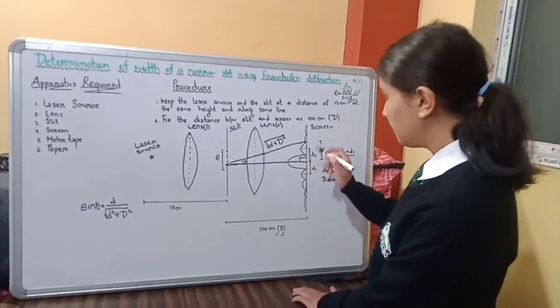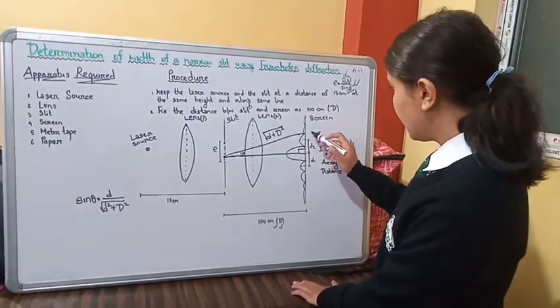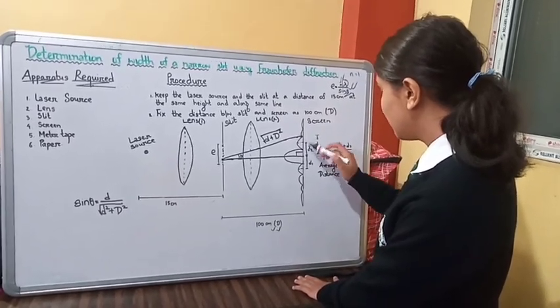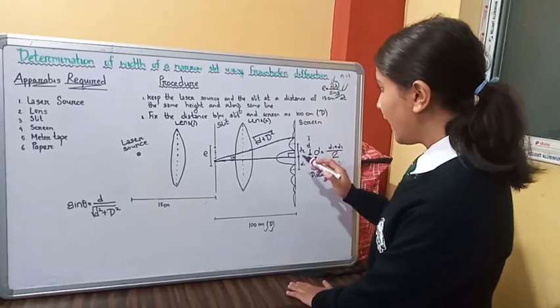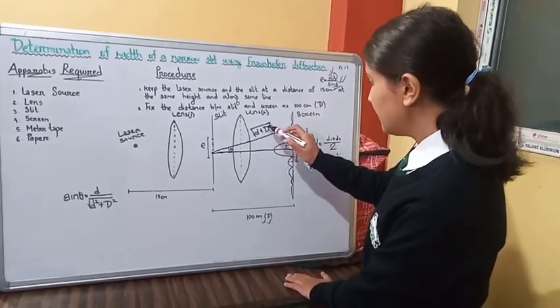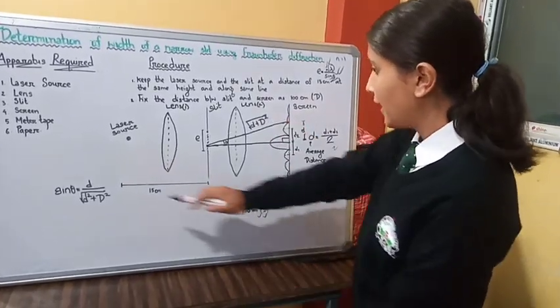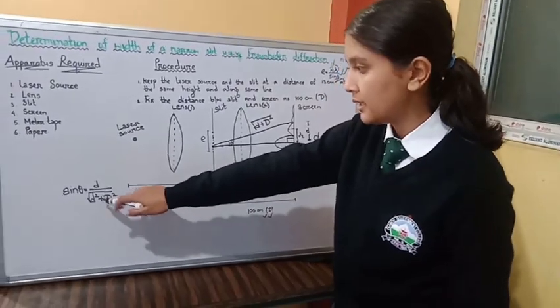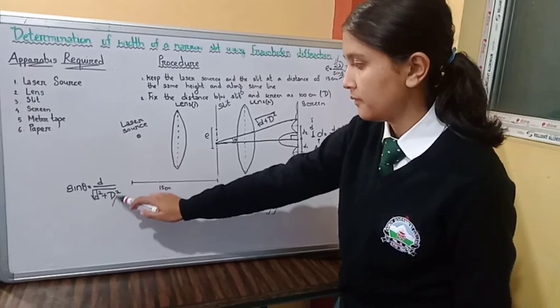From here, the perpendicular is this distance. I have taken the average of these two distances, so it's d, and the hypotenuse is root under d square plus capital D square. So I have written it there: sine theta is equal to d by root under d square plus capital D square.